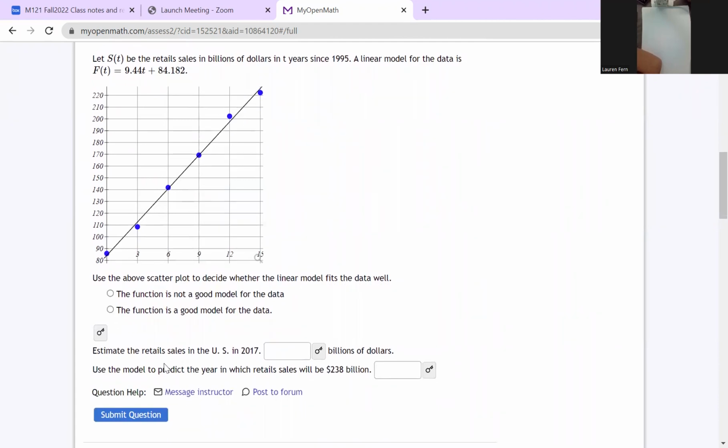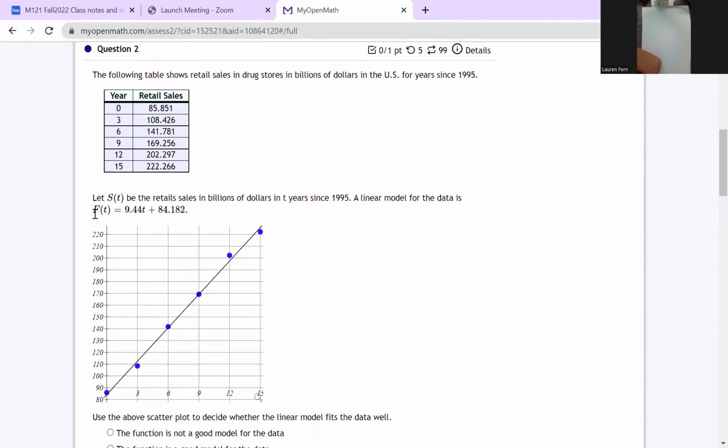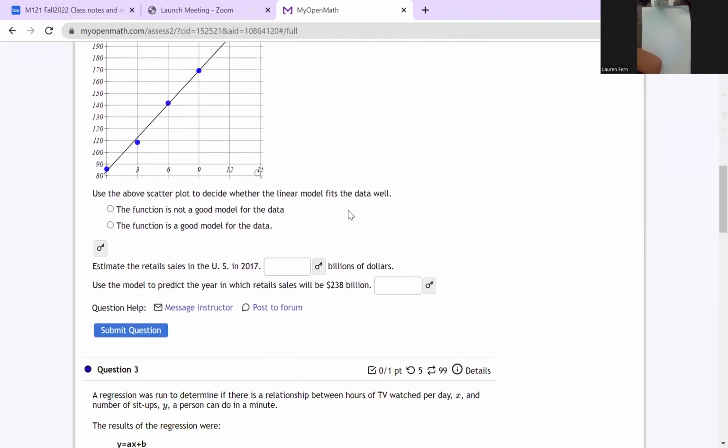Okay. Now, for this second part, we want to use this model to predict the year when this will be 238 billion. So now what you're going to do, notice this is already in billions, so you don't have to add on all the zeros, is you're going to put 238 here, and you're going to solve for T. But notice you're not done at that point, because what you found with T is the number of years since 1995. So you're going to want to take that value of T and add on 1995.